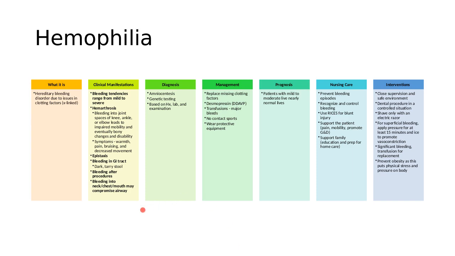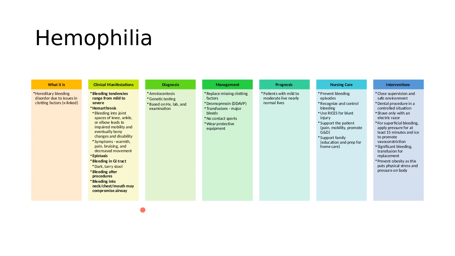Okay, finally, there's hemophilia. This is a hereditary bleeding disorder due to an issue within the clotting factors. It is usually X-linked. Clinical manifestations include bleeding tendencies ranging from mild to severe, hemarthrosis, which is bleeding into the joint spaces of the knee, ankle, or elbow, that leads to impaired mobility and eventually bony changes and disability.